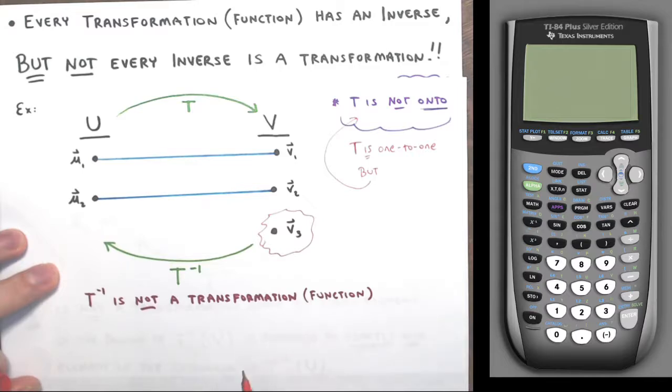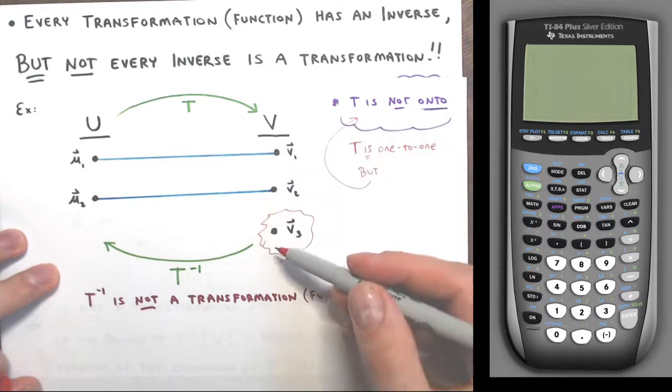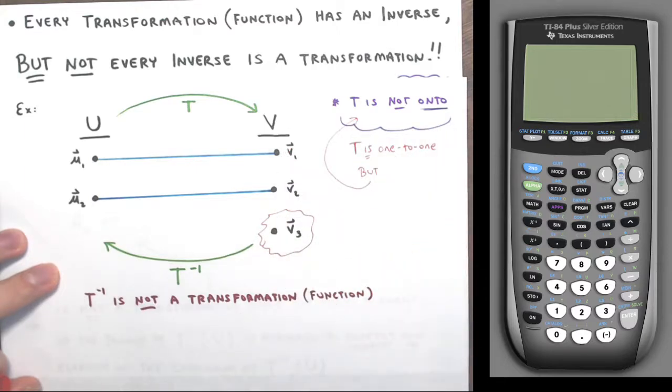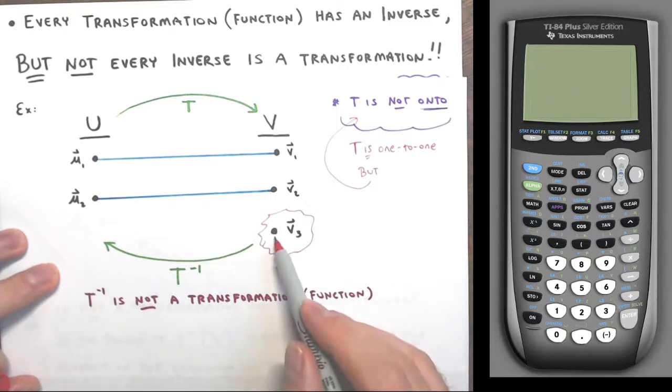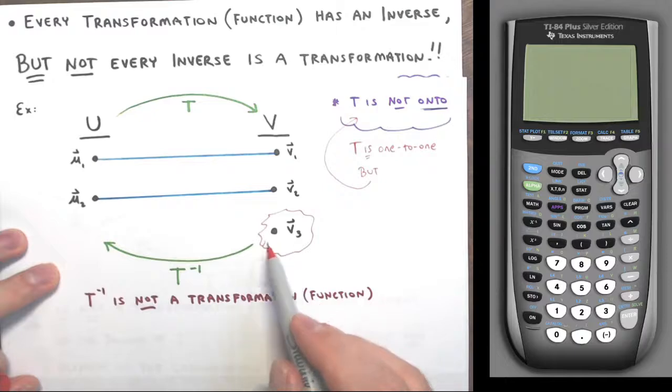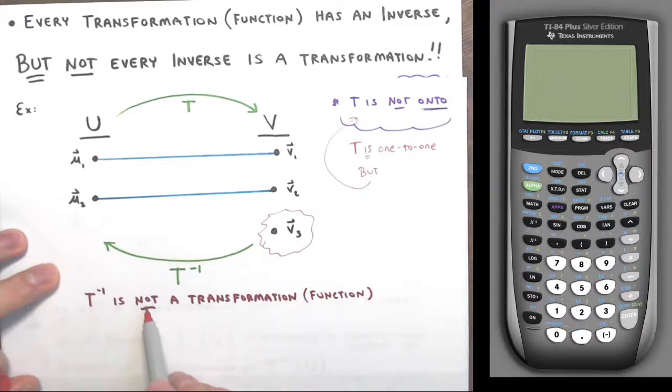One more time, a transformation. Every element of the domain set has to map to exactly one element, or be assigned to exactly one element, of the codomain set. And that is not happening here with this V3. So T inverse is not a transformation, not a function.